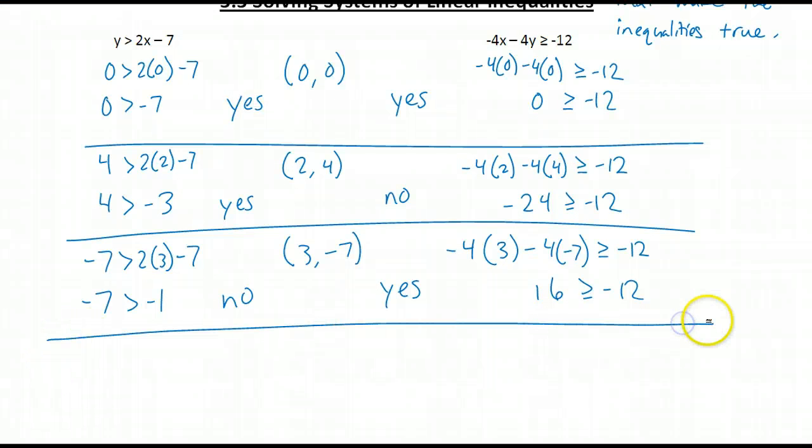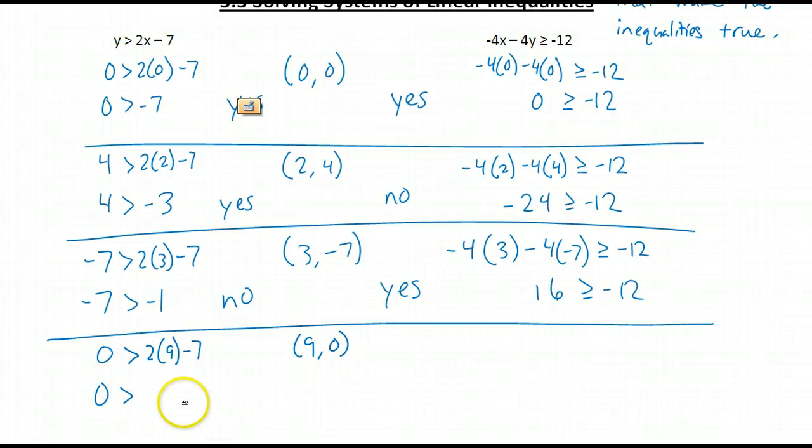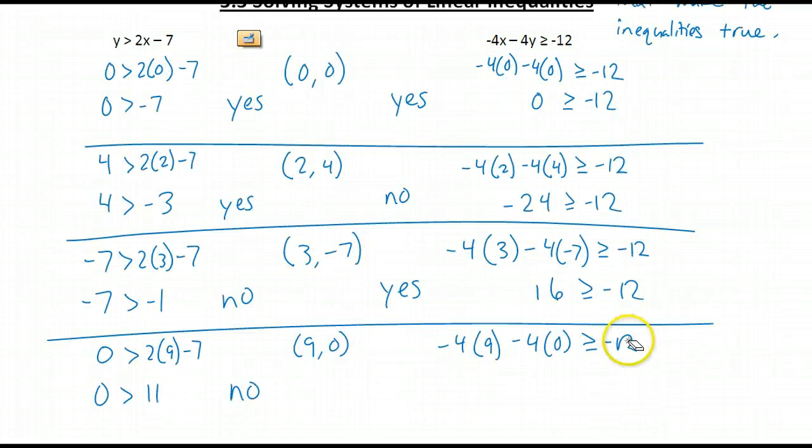One last point that I'm going to try: 9, 0. Plug in 9 for x and 0 for y, and do my math. 18 minus 7 is 11. Is 0 greater than 11? No. Plug 9, 0 into my second inequality, and I end up with negative 36 minus 0, which is negative 36. Is negative 36 greater than negative 12? No.